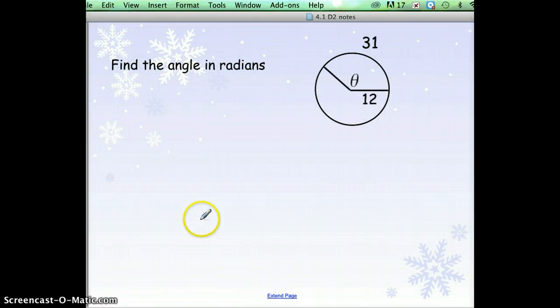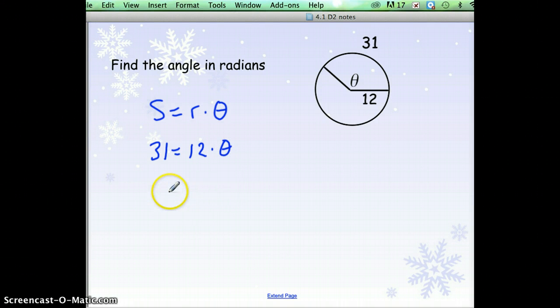Now we might go backwards and I might say find the angle. So here's the formula again. So if I want you to find the angle, you're going to have to put something in for the arc length and you're going to have to put something in for the radius. The arc length is this 31, the radius is 12, and I didn't give any units. So 31 equals 12 times theta. Divide 31 by 12 and you get 2.58.